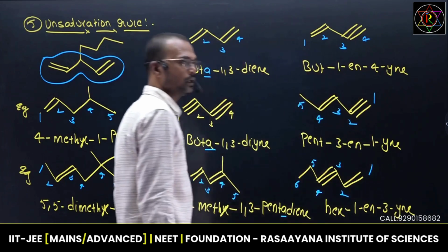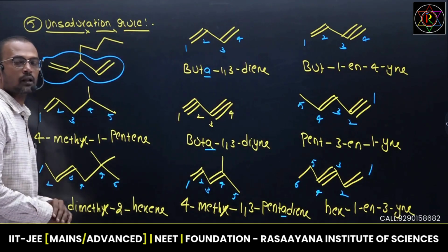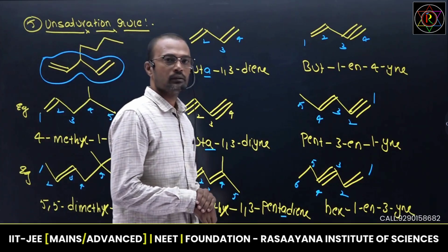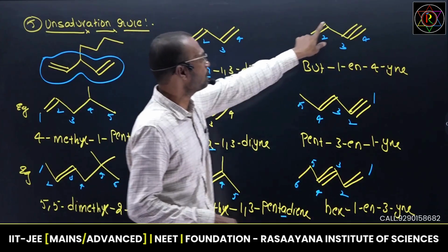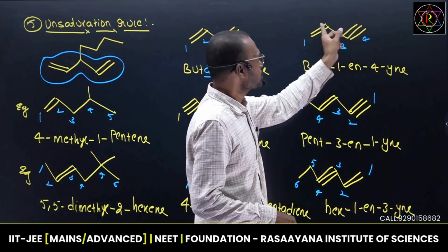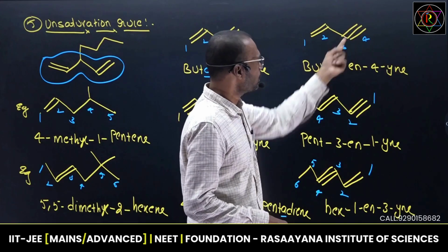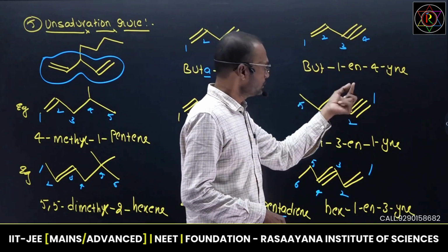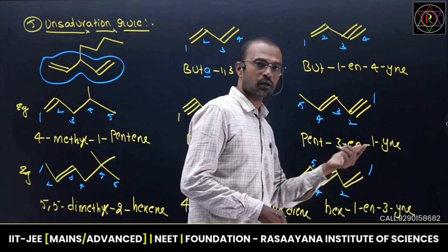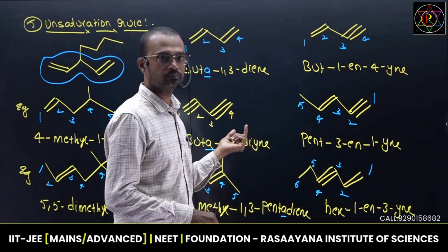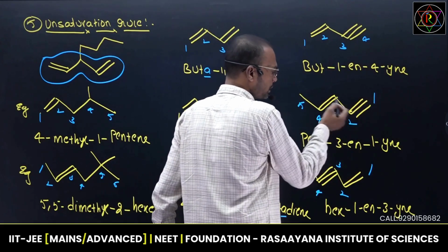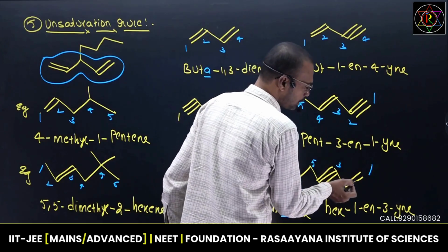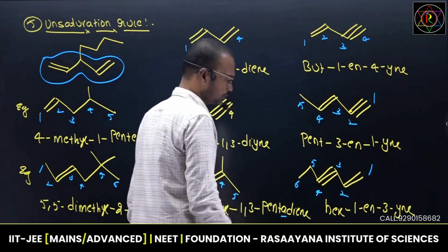Like this. If the double bond and triple bond are present, whichever side the terminal double bond is on, from there we need to start numbering. This is terminal, this is also terminal. Suppose the double bond is internal and the triple bond is terminal. Whichever is terminal, from there we need to start numbering. Now the triple bond is terminal, that's why I'm starting from here. In this case, the double bond is terminal, so I'm starting from right to left. That is the case.